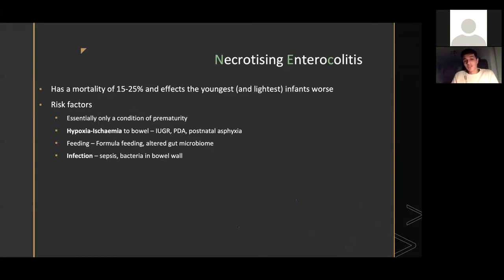Feeding, formula feeding has a risk with it. Breastfeeding is actually protective, so it's quite interesting how that works. That's why you always try and breastfeed in a NICU. And the thing is to do with the gut microbiome.